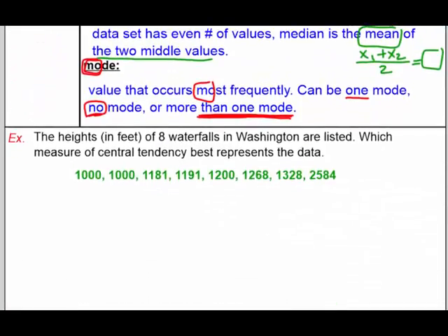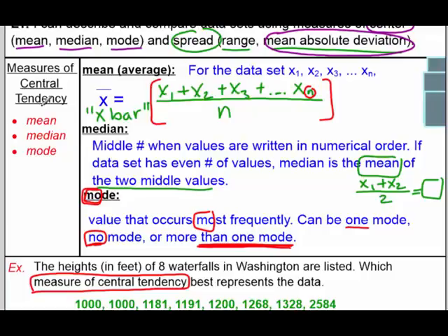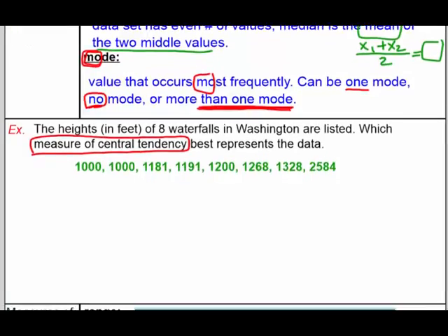So let's take a look at an example. The heights in feet of 8 waterfalls in Washington are listed. Which measure of central tendency, remember we just talked about the 3 measures of central tendency, your mean, median, and mode, best represents the data? We've got 8 data points, all representing how high the waterfalls in Washington are. Notice that they're all in numerical order already, so that makes it a little easier. Let's do the mean first. Right now, you're going to pause this. Hopefully you have a calculator at hand. Go ahead and add up all 8 of these numbers together.